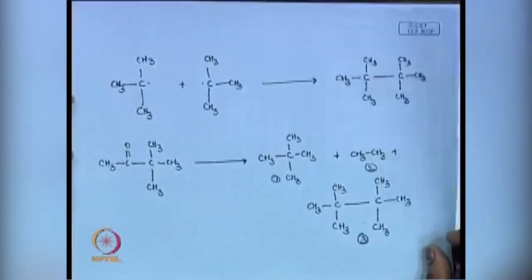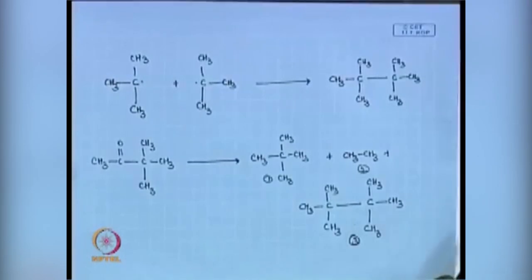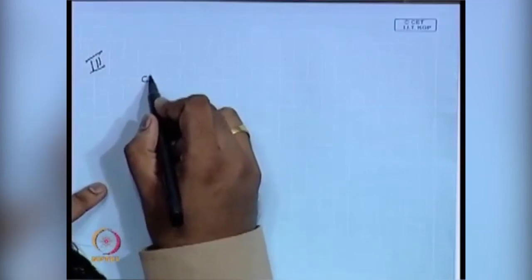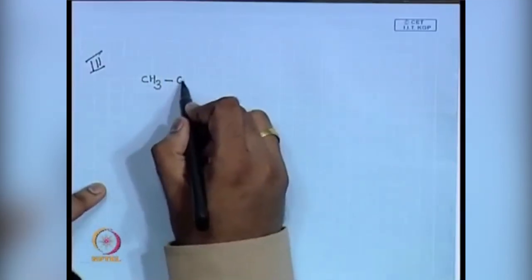Now, what will we take? We will take another type of acyclic ketones, where you will have different arms, but you will have a beta hydrogen. In that case, what will be the primary process and secondary process? That will be a little bit interesting. So, that will be our third example. Okay. Then we will get into the much more fundamental aspects of it. Any doubt?